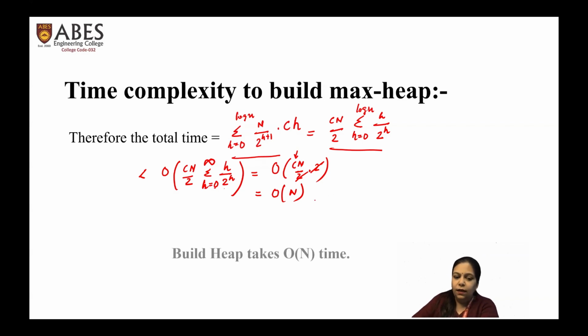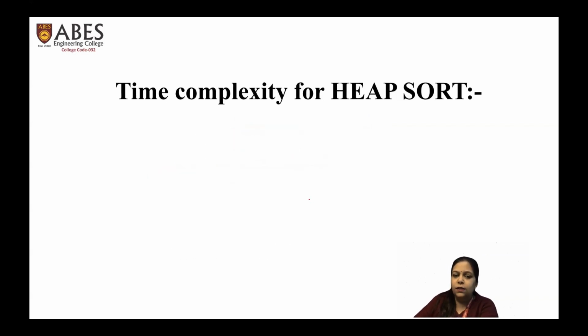So if we see the total time complexity of heap sort, it comes out to be n log n, as the complexity of the build max heap algorithm is n, and that of the heapify algorithm, in the worst case, is log n. So the total time complexity of the heap sort algorithm is nothing but n log n.